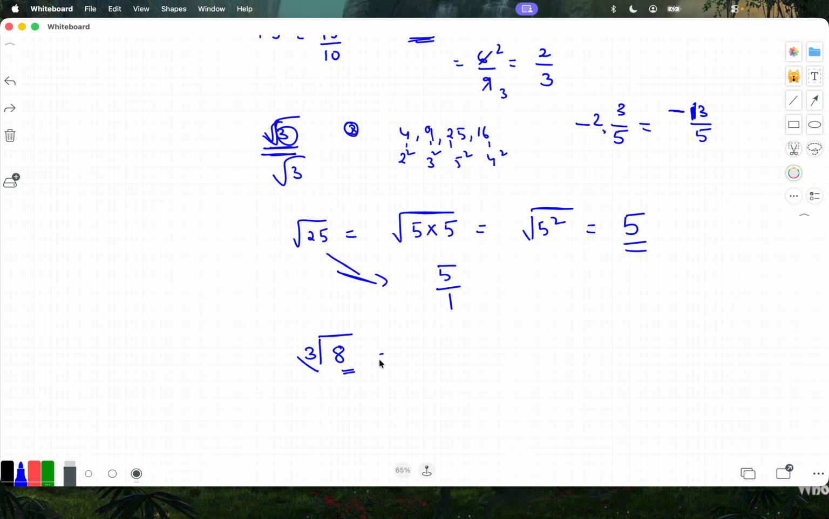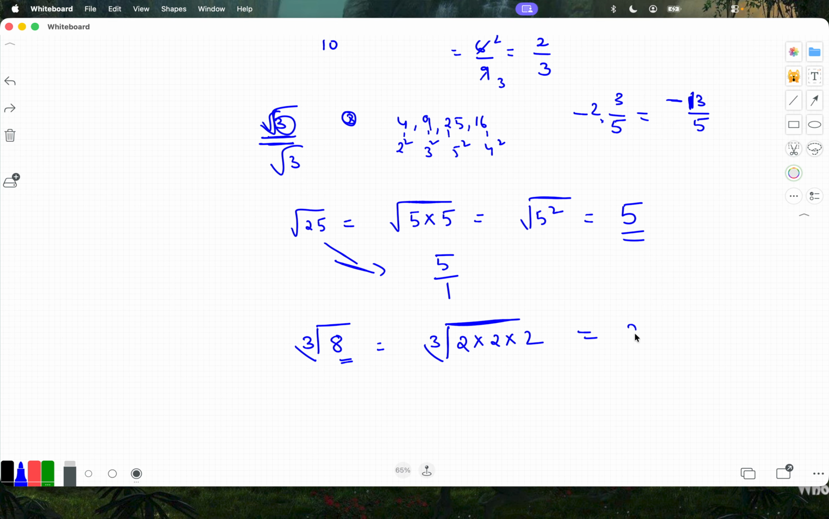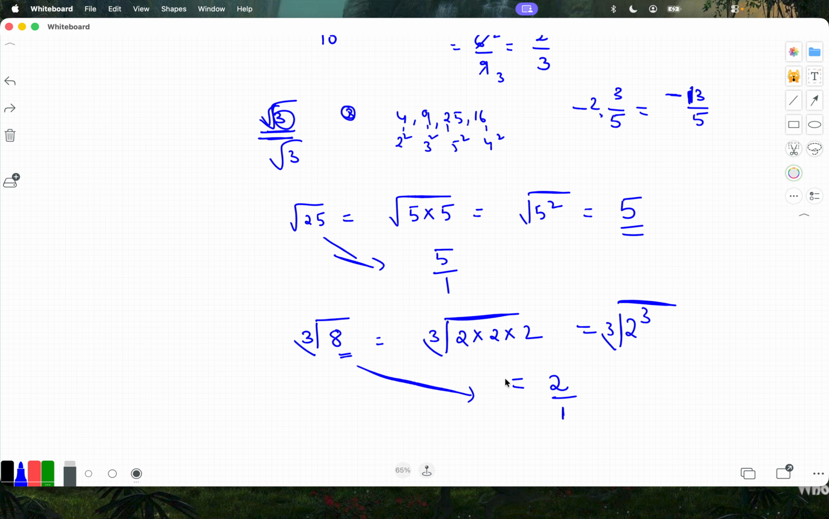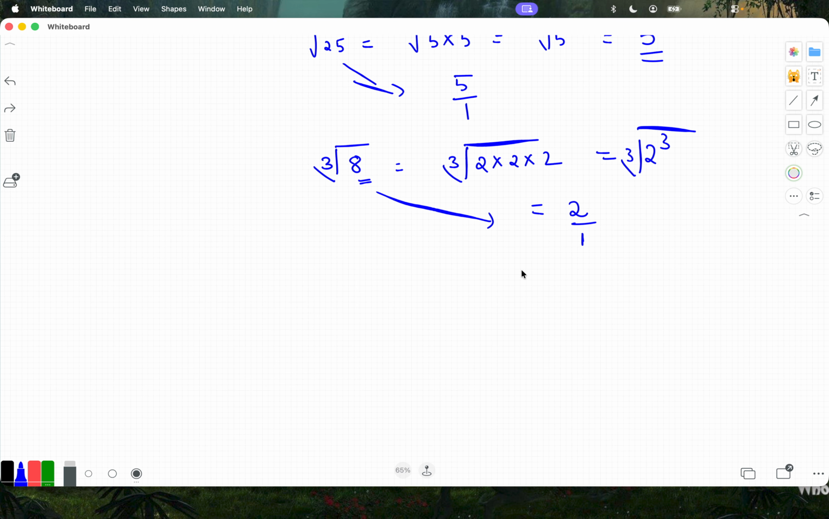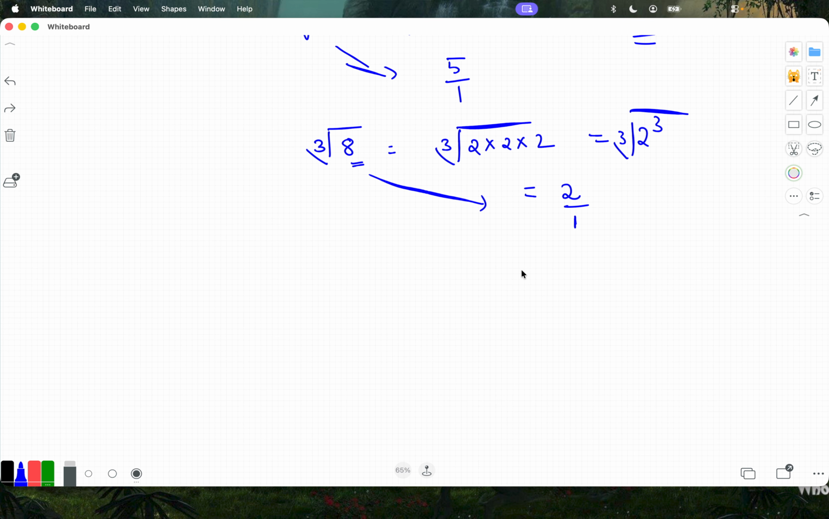Similarly, cube root of 8. So 8 is a cube number. How? Cube root of 8 can be written as 2 into 2 into 2. So 3 times 2 is nothing but 8. So 2 cubed, cube root of 2 cubed is nothing but 2. So 2 can be written as 2 by 1. So the cube root of 8 can be written in a by b form. Since 2 by 1 is a by b form, you can say that the cube root of 8 is a rational number. Similarly, root 7 is an irrational number because 7 is not a square number.